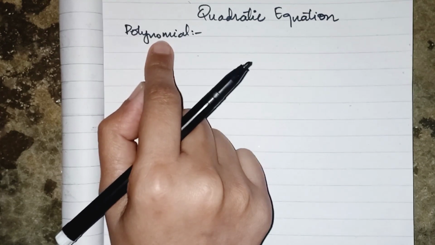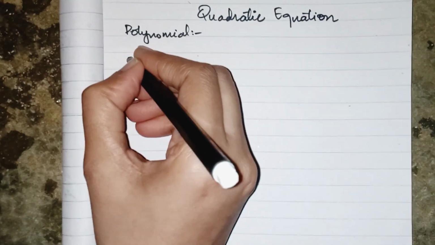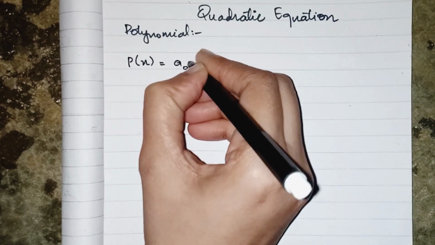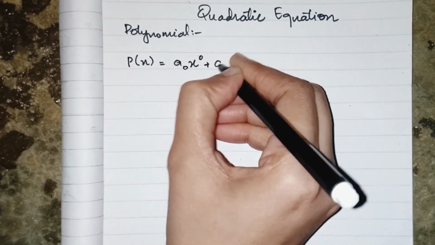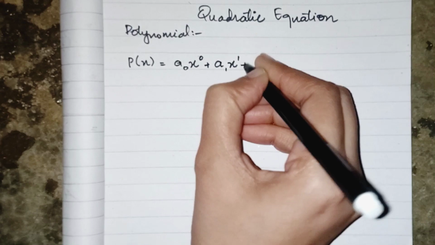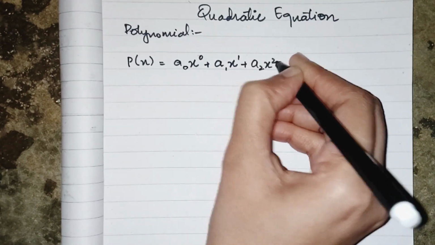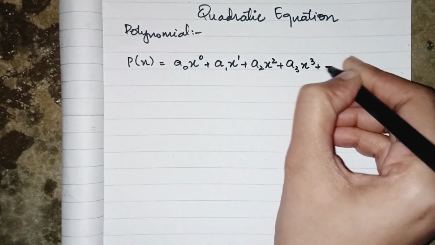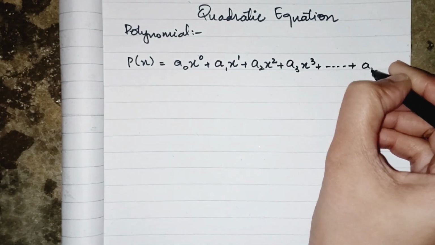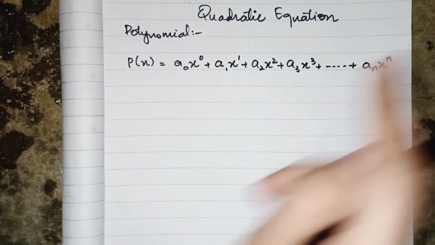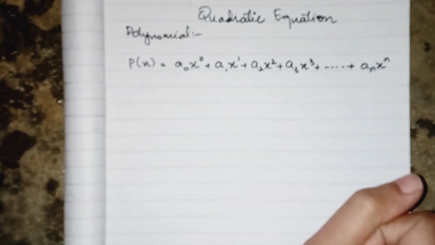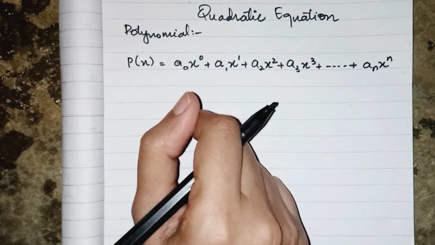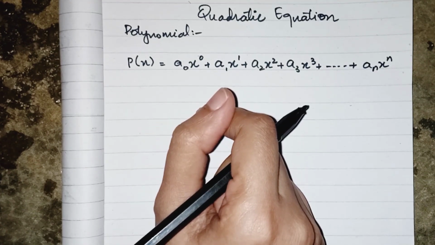We have learned about polynomials many times. If we say a polynomial in x, it should be a0 x^0 plus a1 x^1 plus a2 x^2 plus a3 x^3 plus so on, till an x^n. These kinds of expressions are known as polynomials. We learned this before in our previous classes.